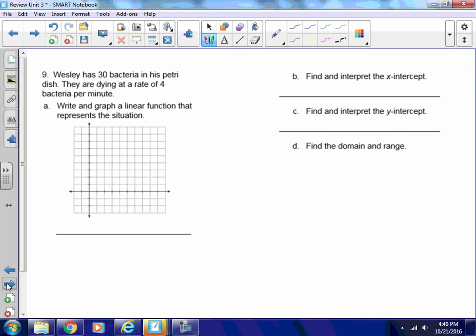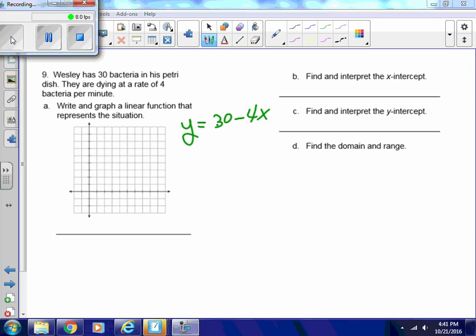Wesley has 30 bacteria in his petri dish. They're dying at a rate of 4 bacteria per minute. Write and graph a linear function that represents this situation. Well, if the total amount of bacteria at any given time is y, and we start off at 30, and we lose 4 bacteria per minute, we could write that equation as y equals negative 4x plus 30.